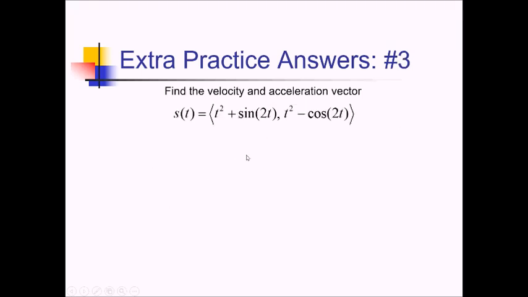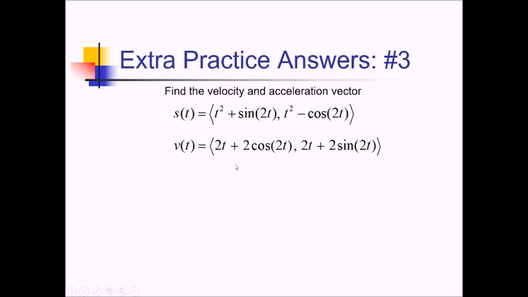For this one, we want the velocity and acceleration vector for this position vector. So for velocity, we take the derivative of each component individually. So we've got 2t plus, using the chain rule here, 2 cosine of 2t, comma, 2t. And then this is going to be another chain rule, and it switches the sign when you take the derivative of cosine. So this will be positive 2 sine of 2t.